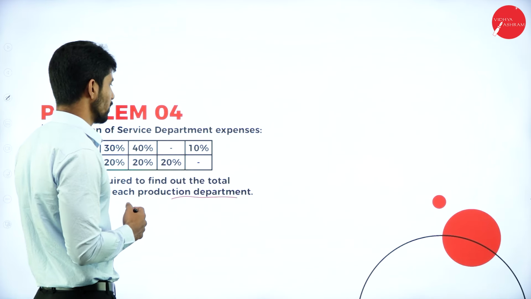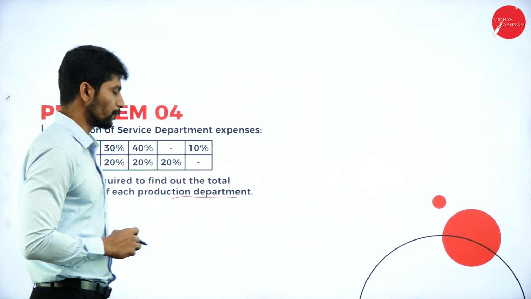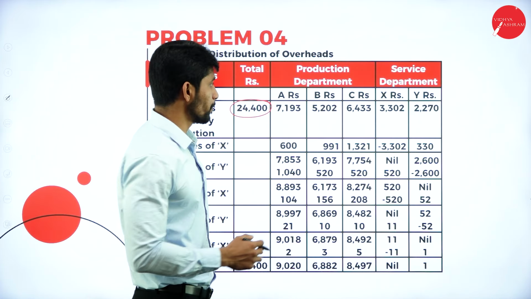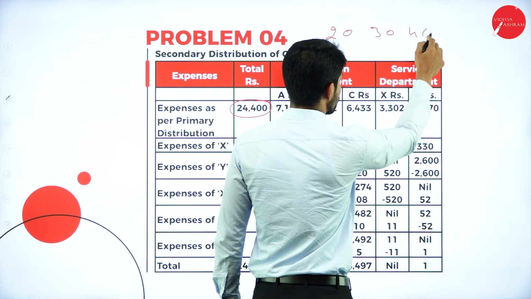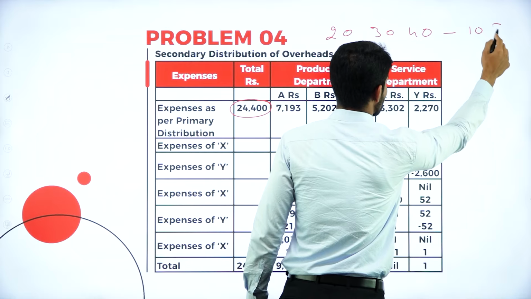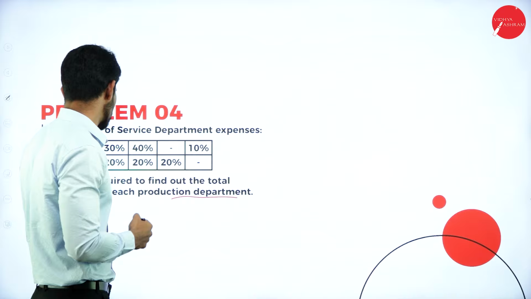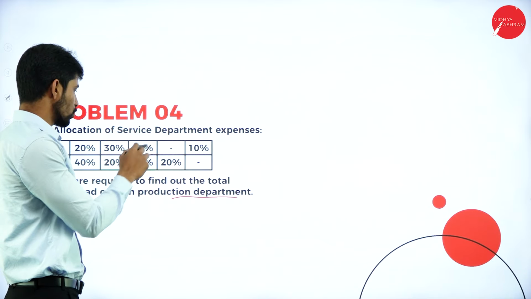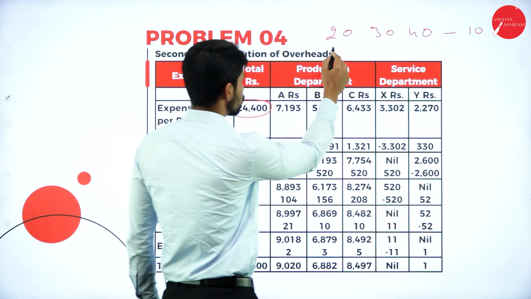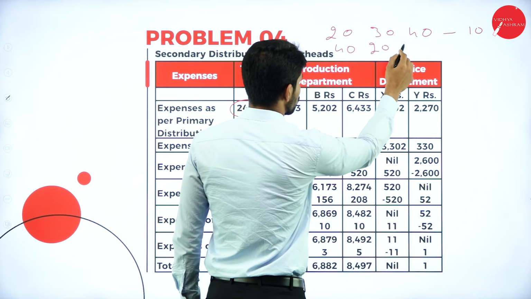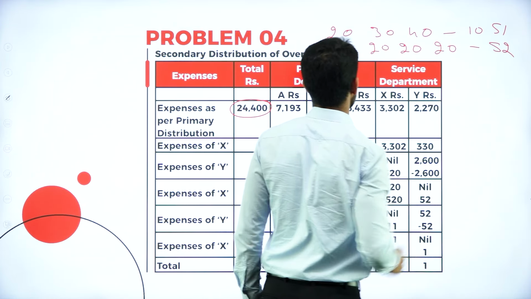So what are the ratios given? You can see here. Service department X, the ratio is 20 is to 30 is to 40 is to 10. This is S1. So next S2. You are supposed to look into S2. So 40 is to 20 is to 20 is to 20. So here nil. This is S2.